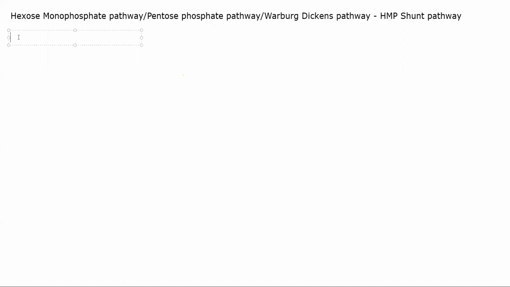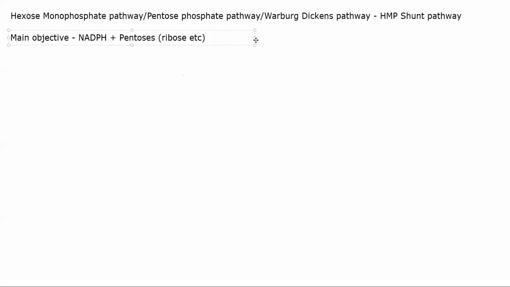So hold on, let me write down. Main objective is NADPH and pentoses, specifically ribulose and all, etc. I'll just write etc. because you'll see in the cycle there'll be several more pentoses involved. These two are important. Why are they important?